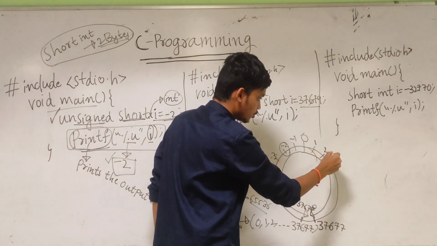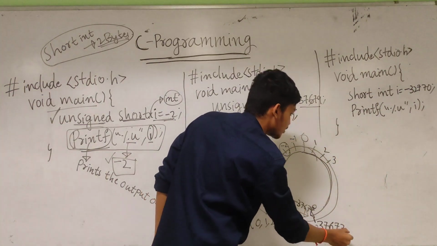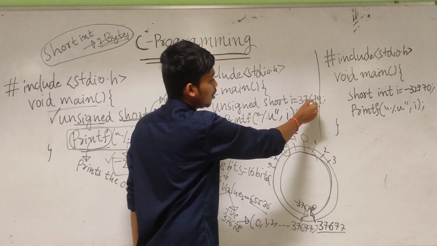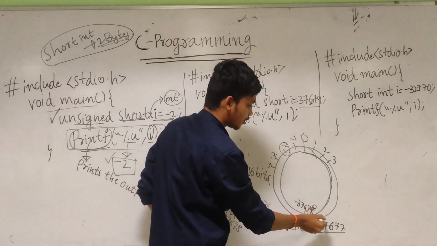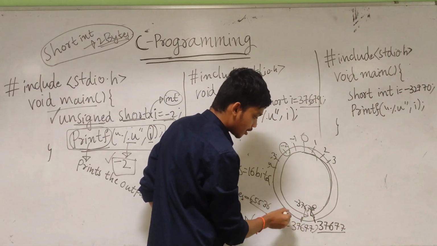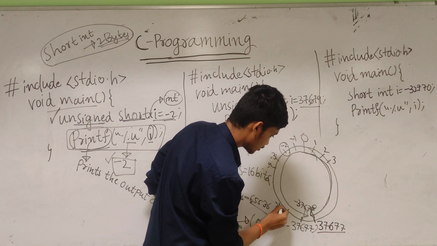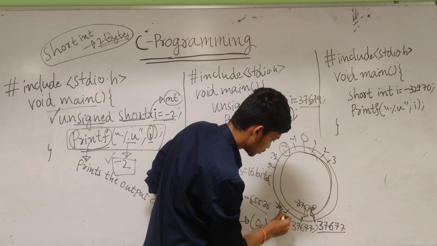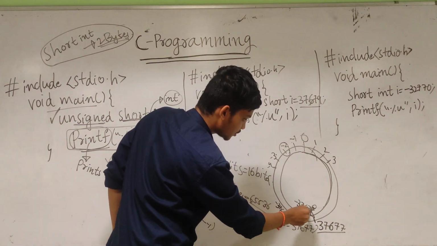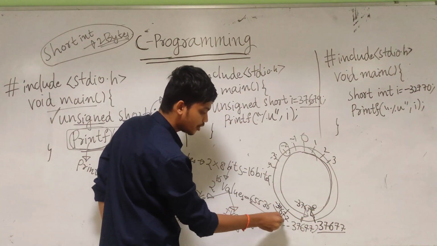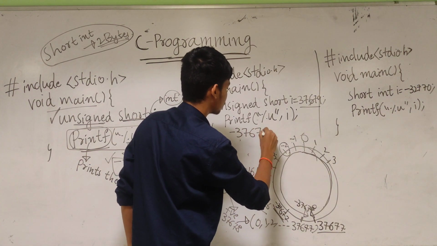0 is there, 1 is there, 2 is there, 3 is there. If you go in this way, you will encounter 37677 as the last value. But if you want to get 37679, what you have to do? You need to go 2 steps ahead. If you go 1 step ahead, you will get minus 37678. If you go 2 steps ahead, you will get minus 37677. So the answer is minus 37677.